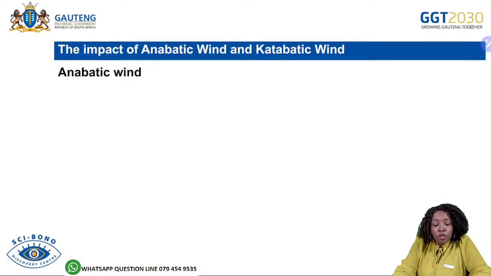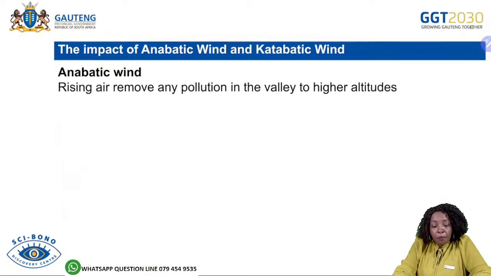And then let's look at the impact of the anabatic as well as the katabatic wind. So the anabatic wind, which is the rising air, removes any pollution in the valley to higher altitudes.